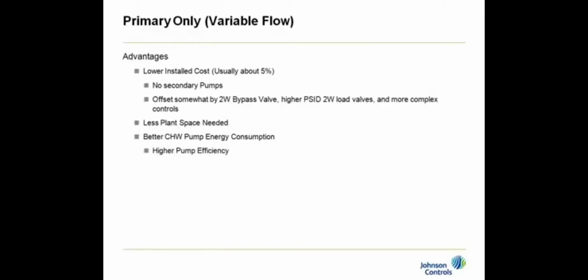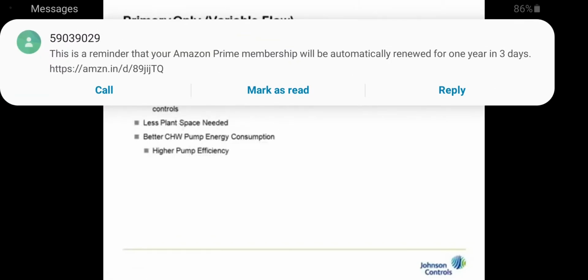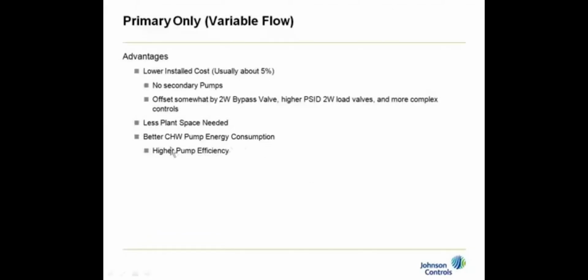In addition, there's less plant space needed because I don't have to site the secondary pumps, which means I can now use that space as rentable space. And there's a better pump energy consumption. Now, most everyone knows that when you variable speed the entire plant, you're going to save more energy than you would if you had part of the plant on constant speed versus variable speed.